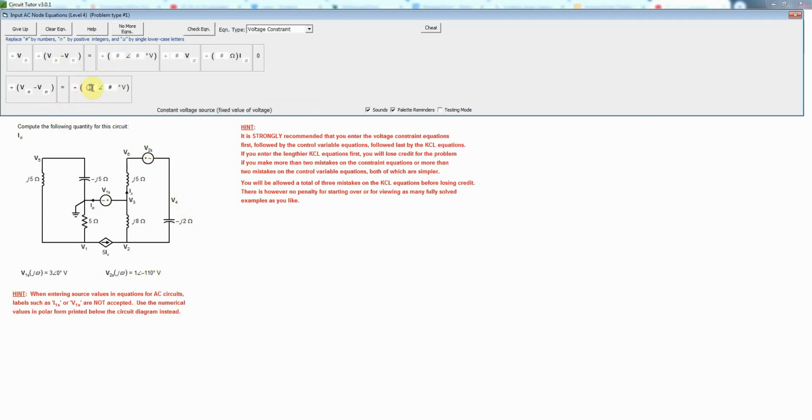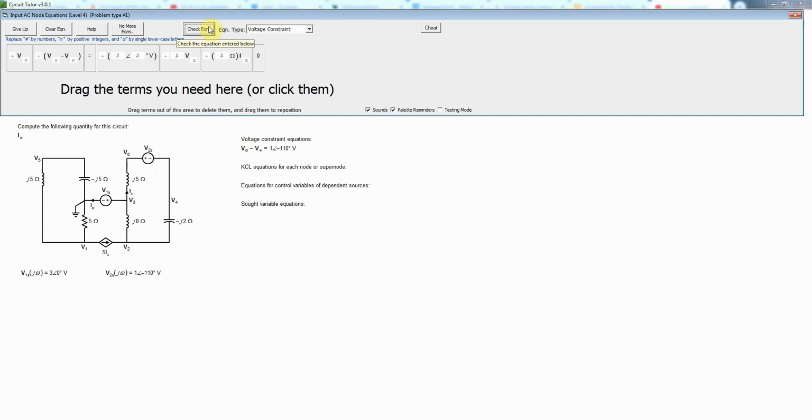And that would be 1 angle minus 110 degrees. And the voltage would be, the positive side is V6, the negative side is V4. So this is going to be V6 minus V4 is equal to that. And that is correct.